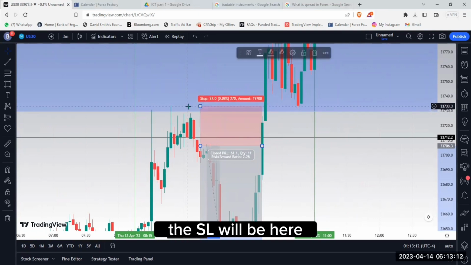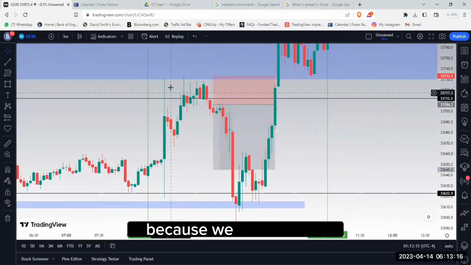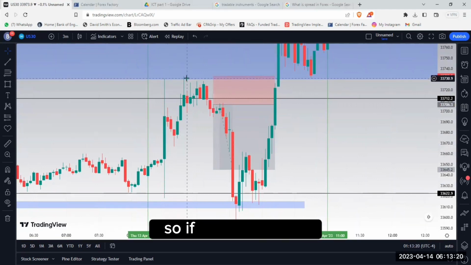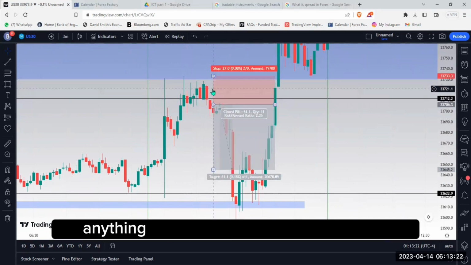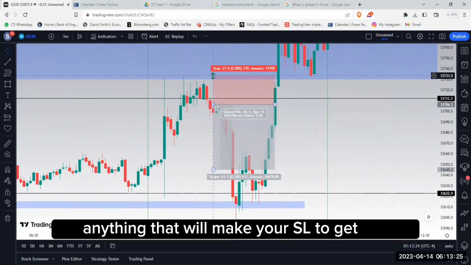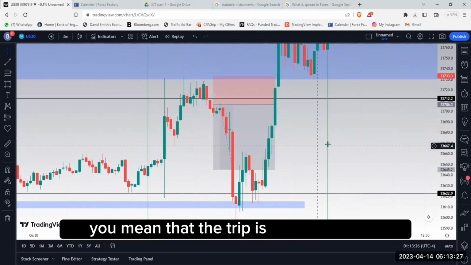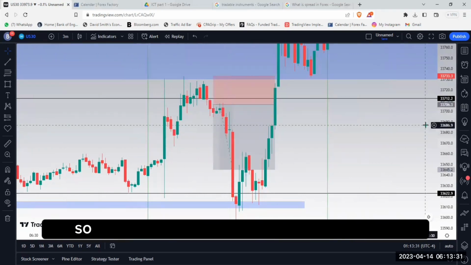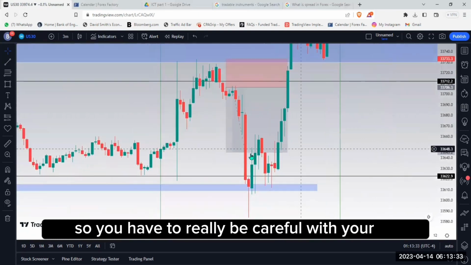Your SL will be here because we have traded. We first traded above here, traded above here. So if your SL is here, anything that will make your SL get hit means the trade is not going to hold. Now, you know you don't have FVG, so you have to really be careful with your SL.